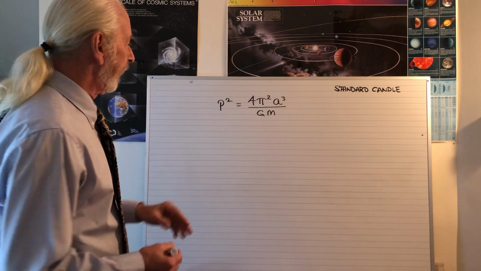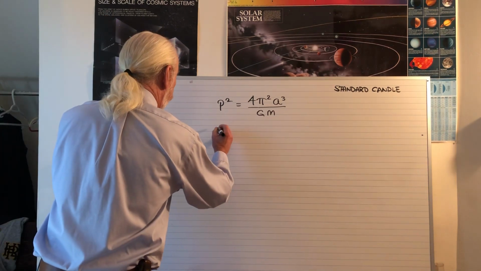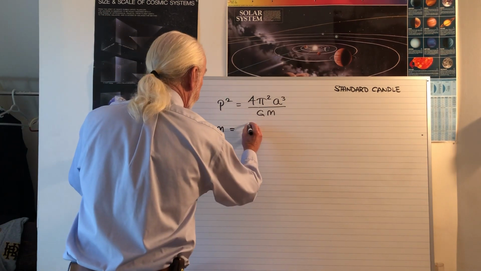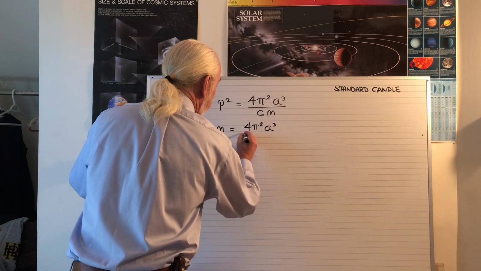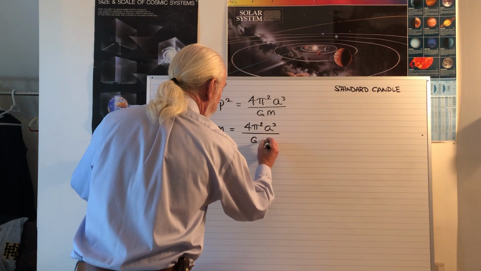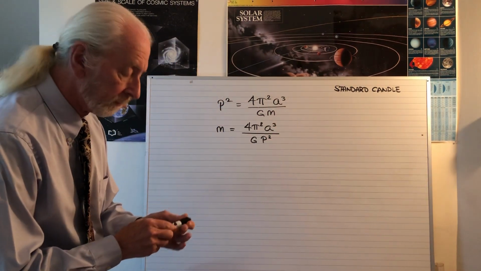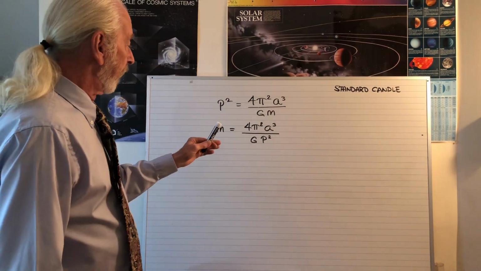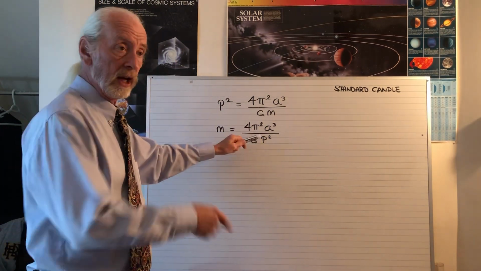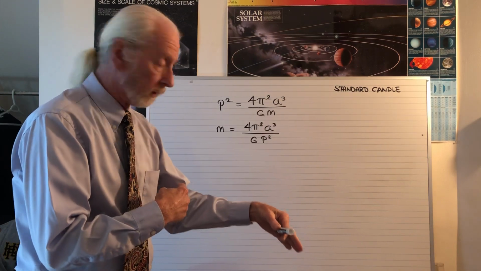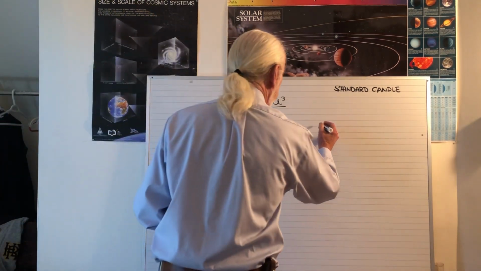Now, you can do a little bit of an algebraic razzle-dazzle with this formula and rewrite it so it goes like this. Okay. Now, here's what it's saying. If I know the distance at which an object is orbiting, if I know the period, the time it takes that object to complete one orbit, and I know what the gravitational constant is, the gravitational constant is just a number for our purposes.